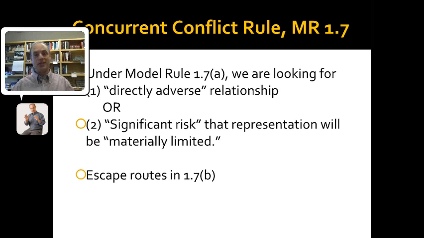There are some exceptions, some escape routes built into 1.7(b). Most prominently, the client can waive a conflict of interest, at least if the lawyer reasonably believes that he or she can still provide effective assistance to both clients. And as long as it's not in the same litigation, you can never waive that kind of conflict, like Lynn versus tortfeasor. She can't waive that. But in other settings, as long as it's not the same litigation, then there could be a waiver.